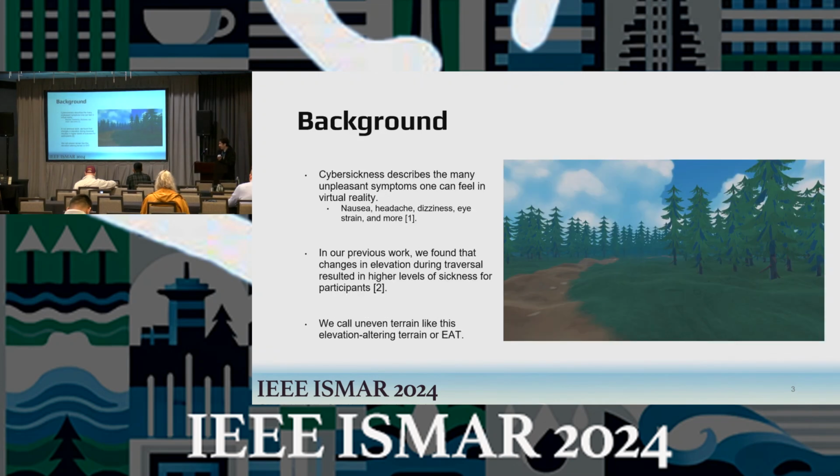So a little bit of background. I imagine everyone in this room is familiar with the term cybersickness at this point. This refers to the unpleasant symptoms we can feel in AR and VR. In our previous work, we found that by introducing changes in elevation to the terrain, we could expect to see worse cybersickness outcomes for our participants, indicating that this is a risk factor of sorts. We call uneven terrain like this that changes the user's level of elevation-altering terrain, or EAT, E-A-T.